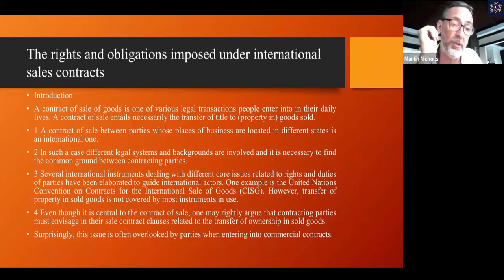And surprisingly, this issue is often overlooked by parties when they enter into commercial contracts. It's complicated enough locally, but when international borders are concerned, and people in different countries are concerned, then it's a different point. I'm sure a supplier would love transfer of ownership to take place when their product leaves the factory. But the buyer would want the transfer of ownership to take place when it arrives at their destination. And I can understand that from both parties, but it needs to be agreed. And if it's not agreed, if it's not covered by the contract, we're going to have all sorts of fun and games trying to work it out.